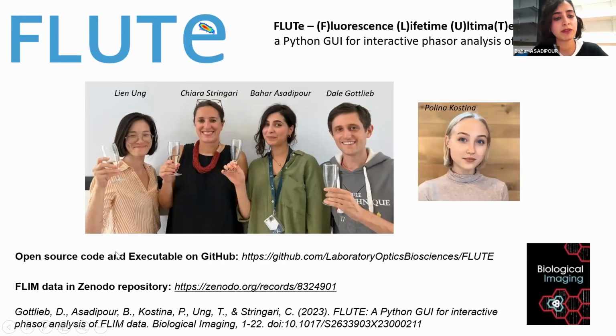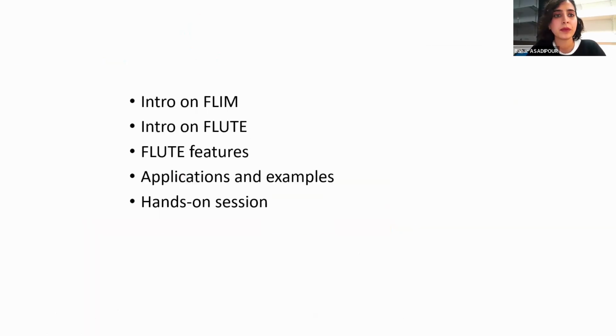You can find the code and the executable on the GitHub of our laboratory. The FLIM datasets that I'm going to practice with today are in the Zenodo repository that you can download. These are all the links that you need, that you can download either right now or later and work with yourself during the hands-on session.